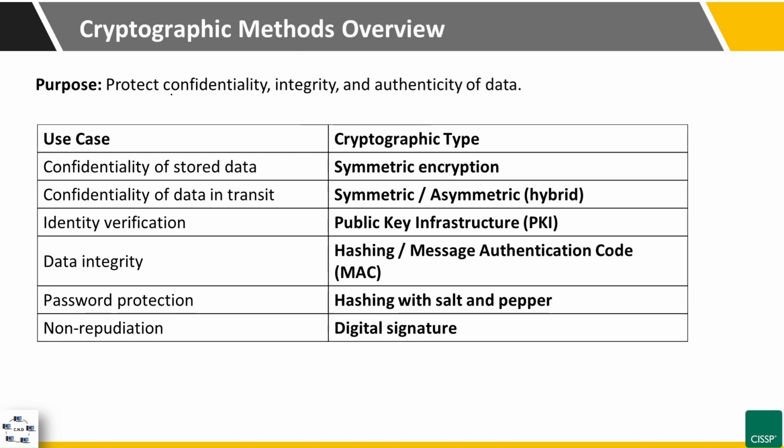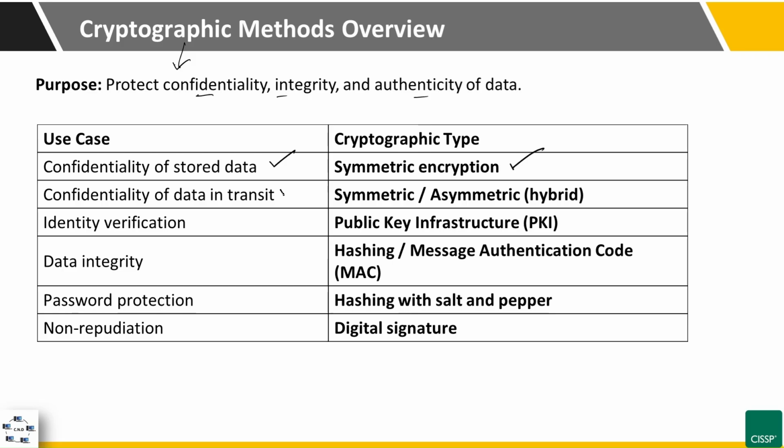Cryptographic methods overview. What are some cryptographic methods or algorithms? Important topic. The purpose is to protect the confidentiality, integrity, and authenticity of data. So what are some use cases and which type of cryptographic method is used? First use case is confidentiality of stored data. As we studied in the previous slide, for data at rest or stored data, we use symmetric encryption. It is strong, it is fast.